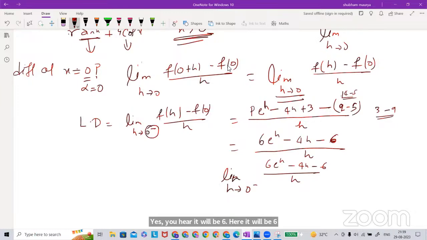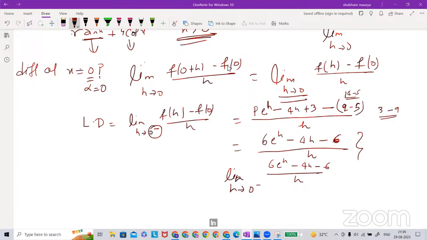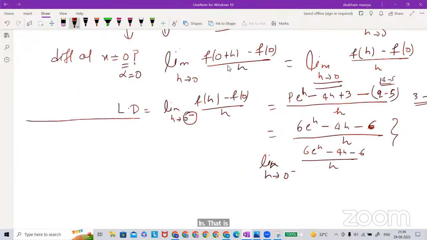So how will we find this limit? Now let's talk very quickly. We'll go back to here and talk about indeterminate form and the L'Hopital rule. That is not big, very small. What is the indeterminate form?